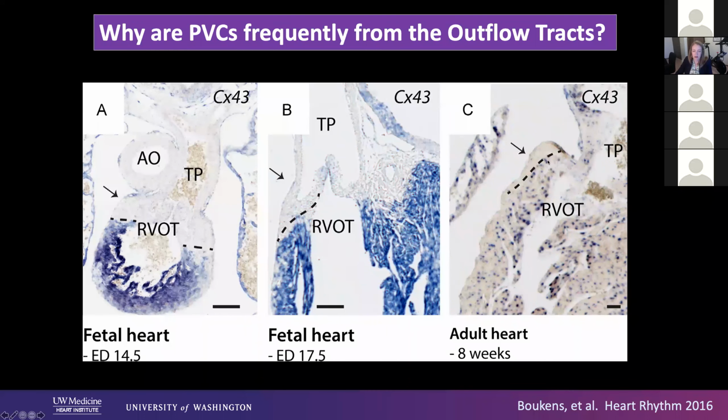And clearly this isn't the entire story here, because we don't have a lot of kids where we're ablating outflow tract tachycardias. So there's clearly some maturing of the cardiac myocytes themselves, maturing of the autonomic system, maybe some acquiring of fibrosis in the area as well. So still some question marks there, but this is actually different tissue.